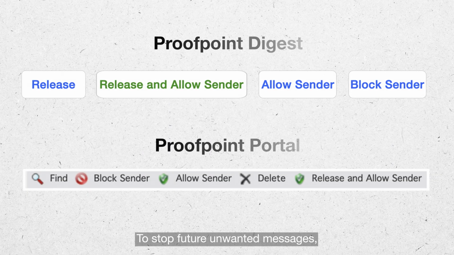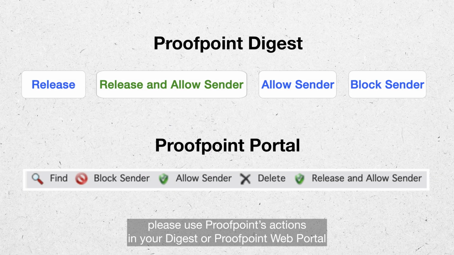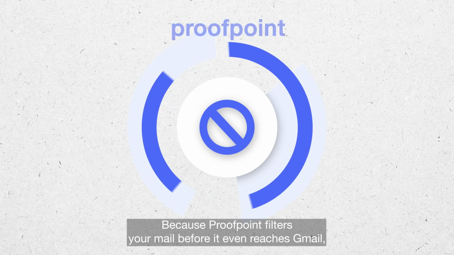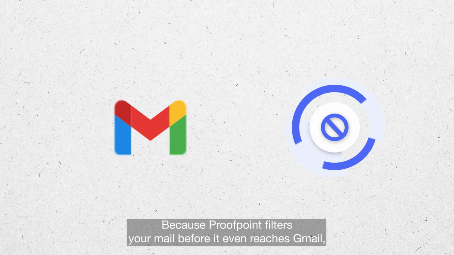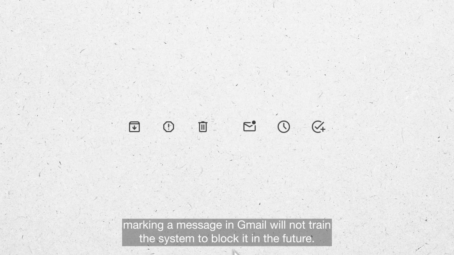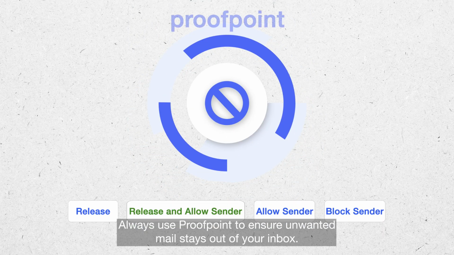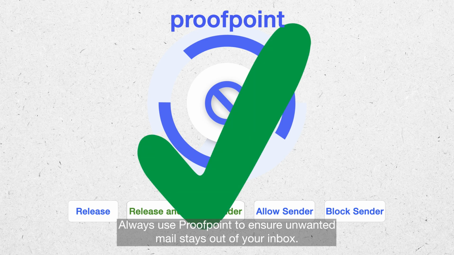To stop future unwanted messages, please use Proofpoint's actions in your digest or Proofpoint web portal, instead of Gmail's Report Spam button. Because Proofpoint filters your mail before it even reaches Gmail, marking a message in Gmail will not train the system to block it in the future. Always use Proofpoint to ensure unwanted mail stays out of your inbox.